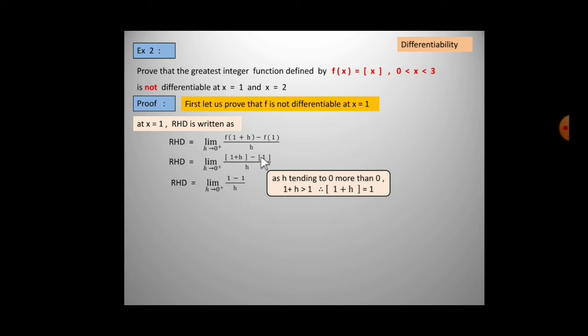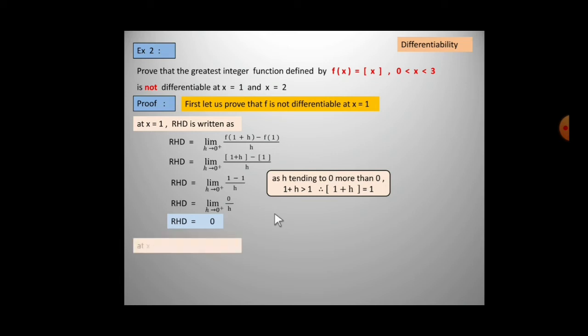And the greatest integer of exactly 1 is 1 only. So the numerator value becomes 0, divided by h, 0 upon h is 0. Therefore the limit is also 0. So that is the RHD, right hand derivative, is 0. I hope you understood this substitution of the greatest integer function value.